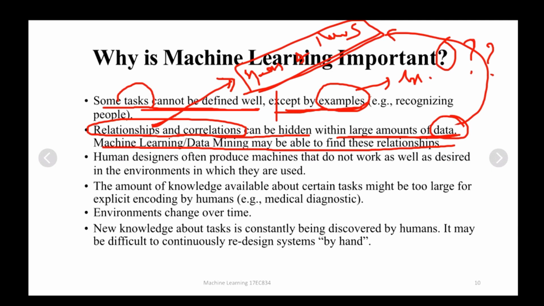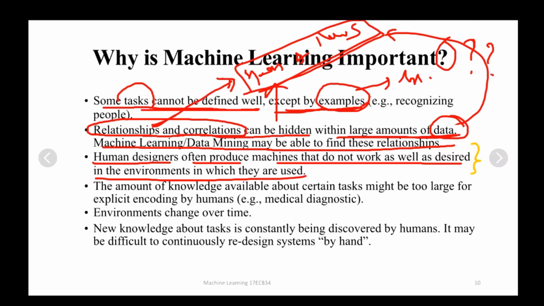And human designers often produce machines that do not work as well as desired in the environments in which they are used. Sometimes this is also possible. So the design may not provide fruitful results or desired outcomes in the environment where we are supposed to use it. There we have to go for machine learning concepts.